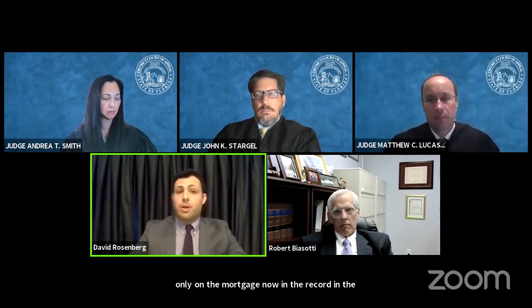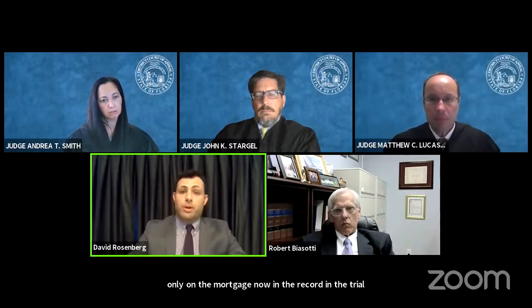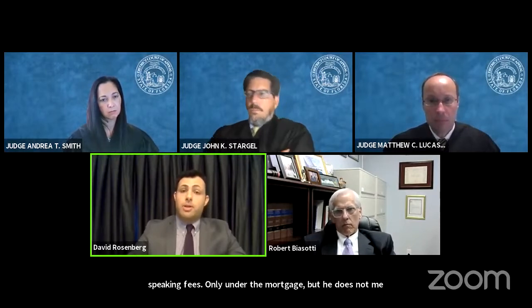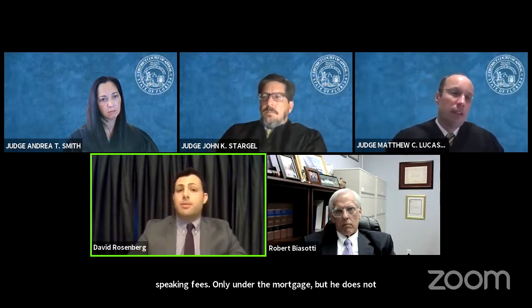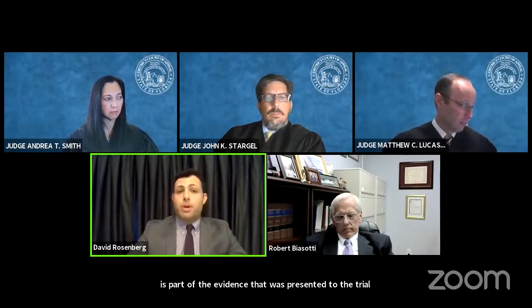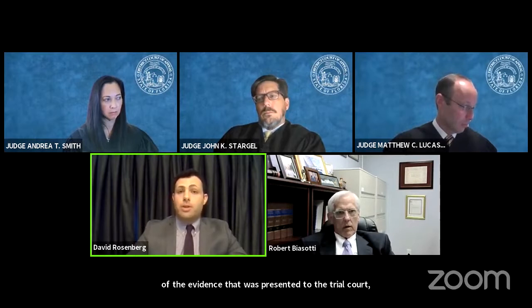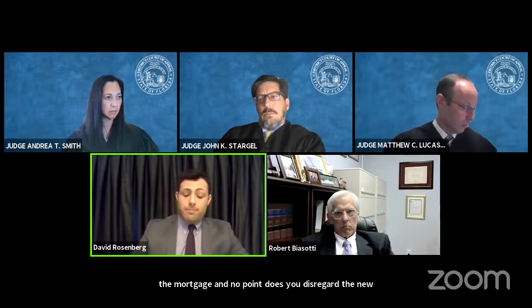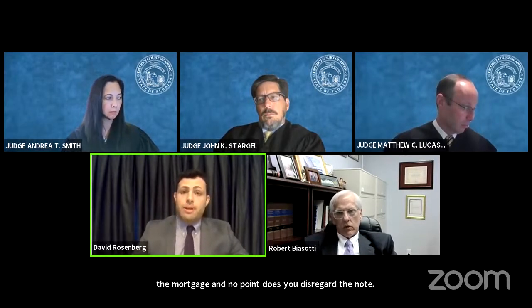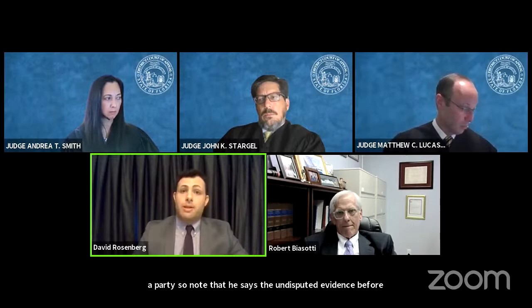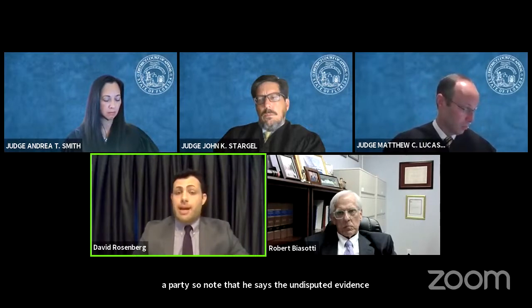Now, in the record, in the trial court, he did make that argument. He did argue that he was seeking fees only under the mortgage, but he does not make that argument on appeal. He talks about the assignment of mortgage, and he says that this is part of the evidence that was presented to the trial court establishing that US Bank was a party to the contract, but he identifies that contract as both the note and the mortgage. At no point does he disregard the note. In fact, he says that what he's trying to do is prove that we are a party to the note, that the undisputed evidence before the trial court is that US Bank was a party to the note. And that is his argument.